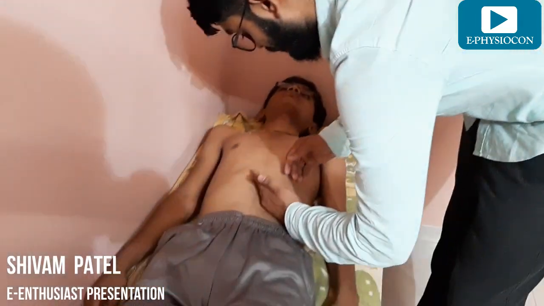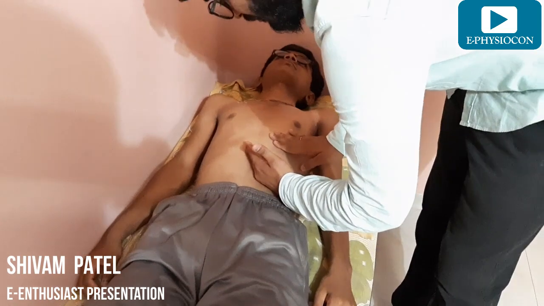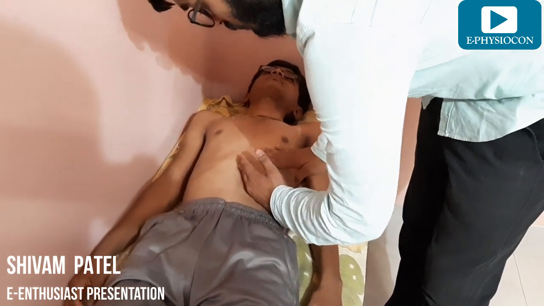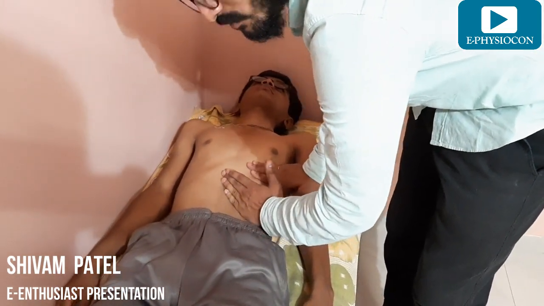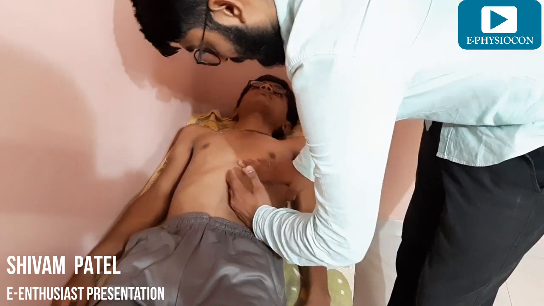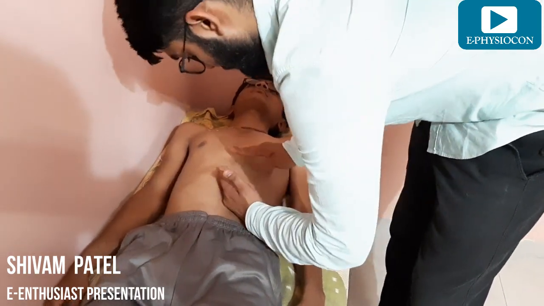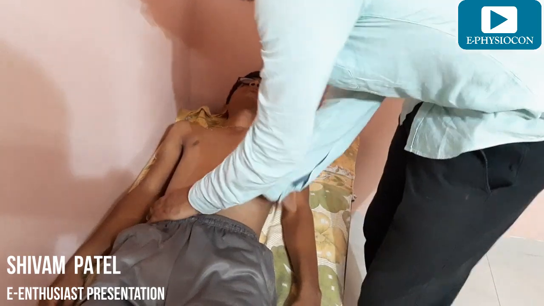Another way is IASTM, instrument assisted soft tissue mobilization. This is manual.